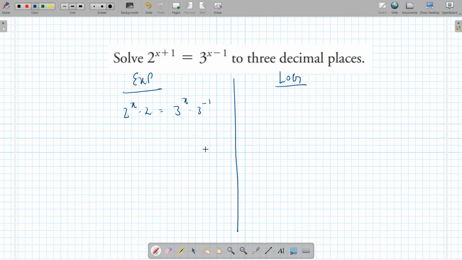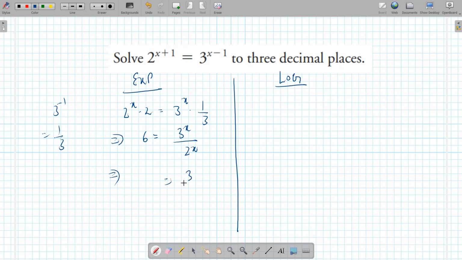Group up like terms, right? Now we have x's on different sides of the equations. Let's bring them to the same side. I'm going to move the 2 power x to the left. And you know 3 power negative 1 means 1 over 3, right? So I'm going to rewrite that as 1 over 3. I'm going to move the 1 over 3 to the left side by multiplying both sides by 3, so you get a 6. Like that.